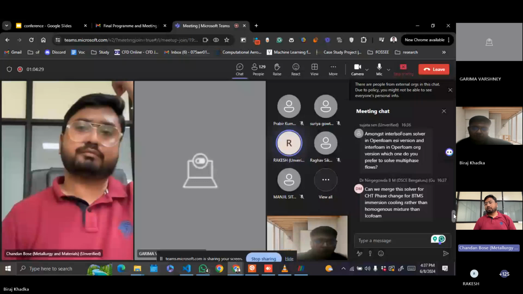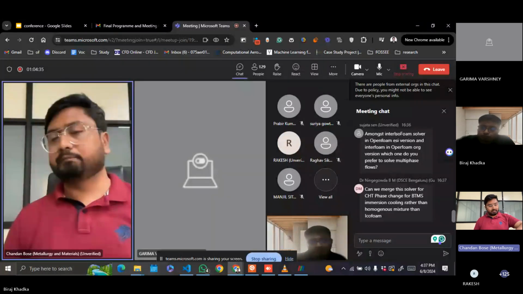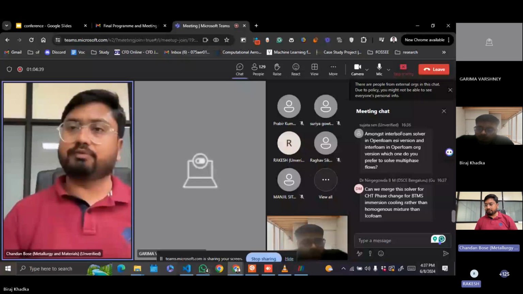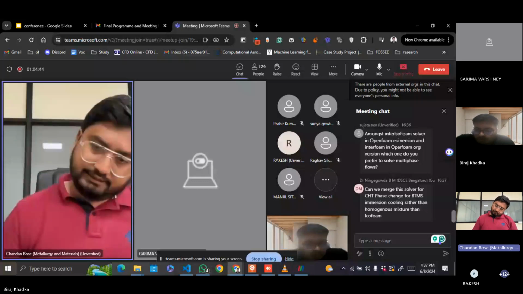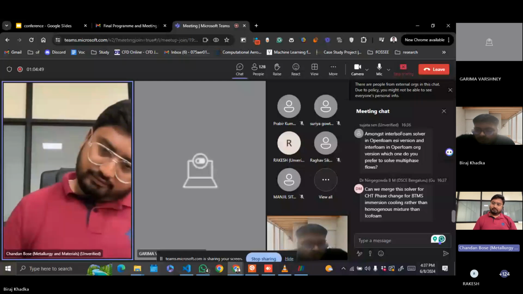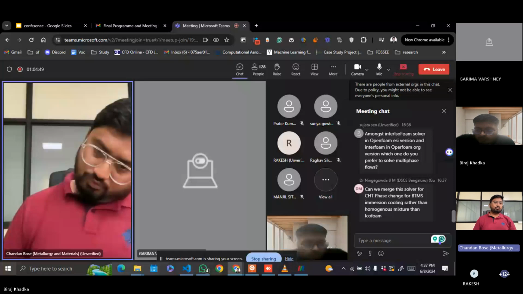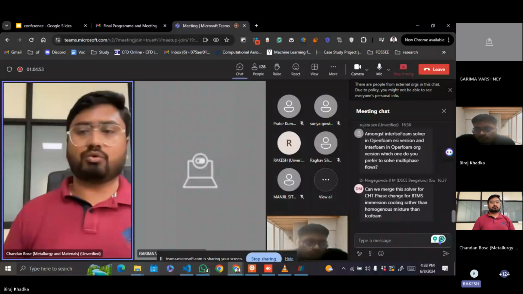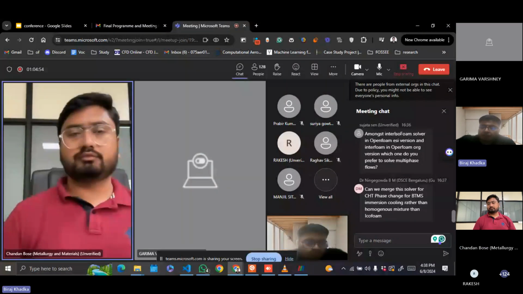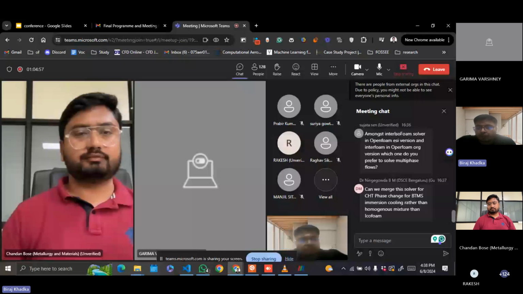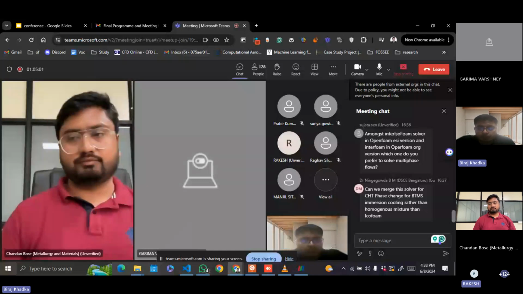Right. Another question we have before we stop this training session is: can we merge this solver for CHT phase change for BTMS immersion cooling, rather than a homogeneous mixture with icoFoam? Do you want to comment? I don't know about CHT, but people have incorporated the heat transfer equation in icoFoam. That's all I know.